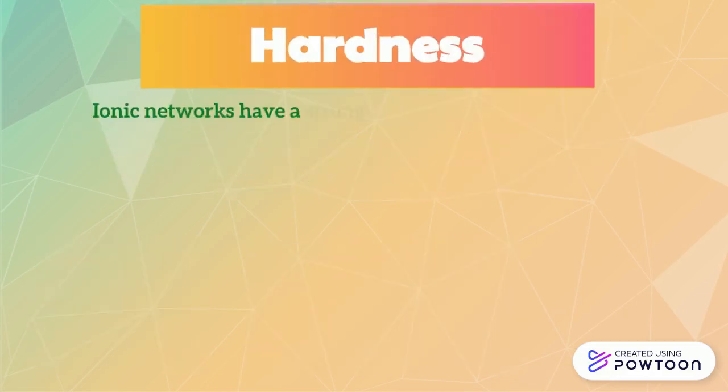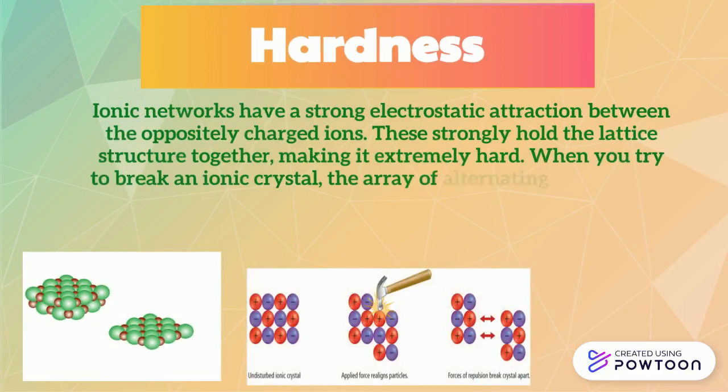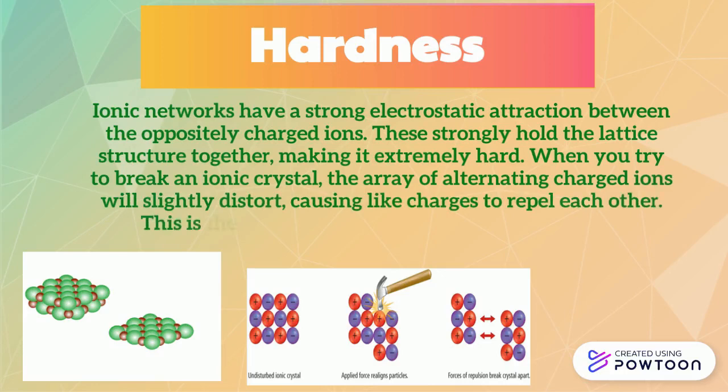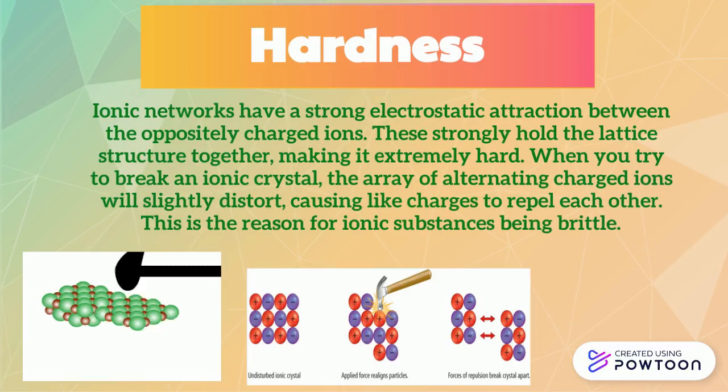Ionic networks have a strong electrostatic attraction between the oppositely charged ions. These strongly hold the lattice structure together, making it extremely hard. When you try to break an ionic crystal, the array of alternating charged ions will slightly distort, causing like charges to repel each other. This is the reason for ionic substances being brittle.